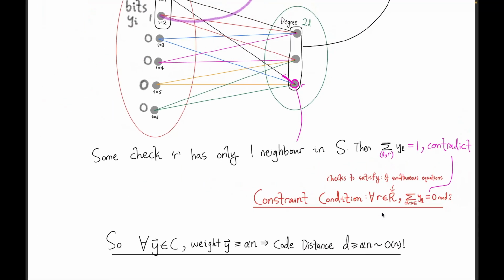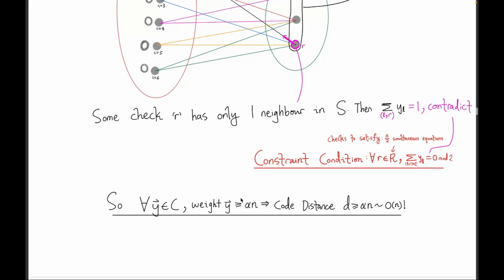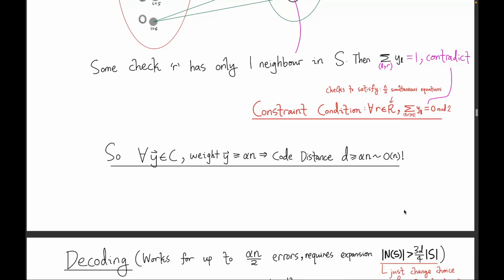So once we check our constraint condition, we want this to be satisfied, but the problem is that since R is only connected to one neighbor in S, this sum here is just a single term, it's 1. So it contradicts the fact that we set our checks to be 0 mod 2, and therefore there's a contradiction, and because the graph is an expander graph, we impose that it must satisfy this requirement of weight y being larger than or equal to alpha n. So the code distance is also proportional to n.